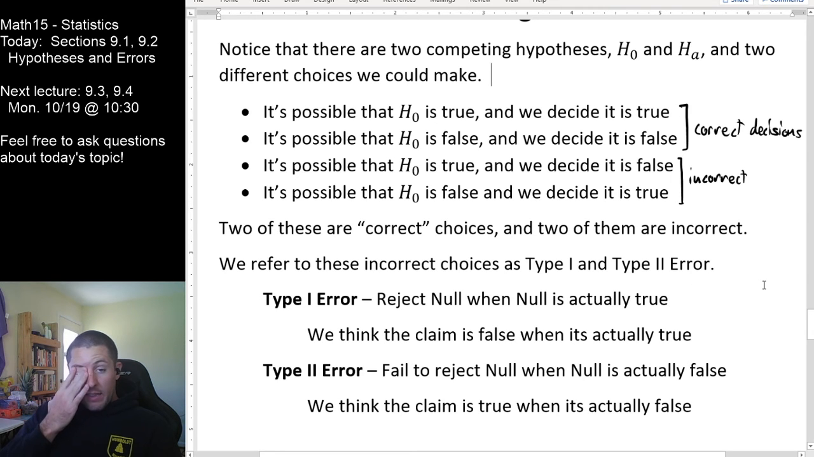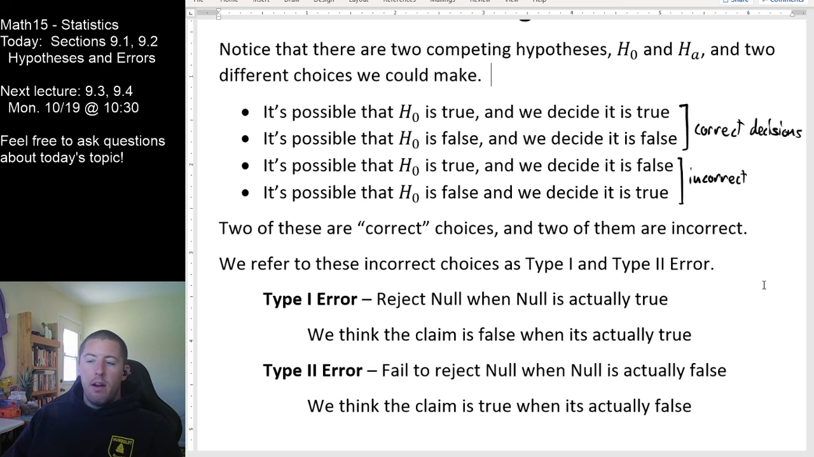I gotta say, these are my least favorite named things in all of math, because those names mean literally nothing to us. The names type 1 and type 2 don't indicate any way to remember which one is which. So this is something that you should write down some examples of so you can keep this straight for yourself. Type 1 error occurs when we do reject the null hypothesis when the null hypothesis is actually true. So the null hypothesis is true, but we believe that it's false. We think that the claim is false when the claim is actually true.